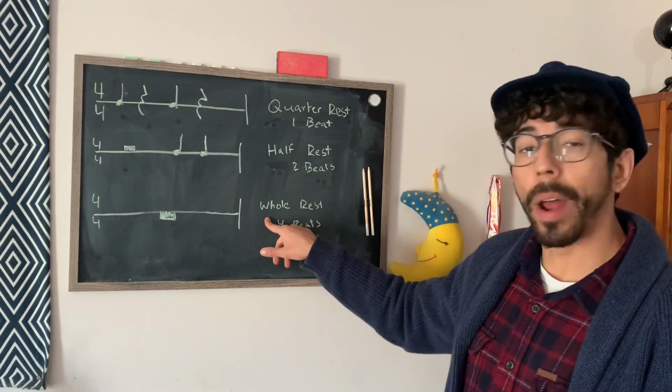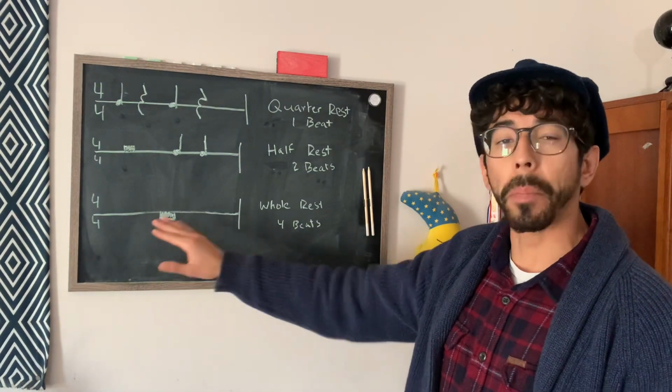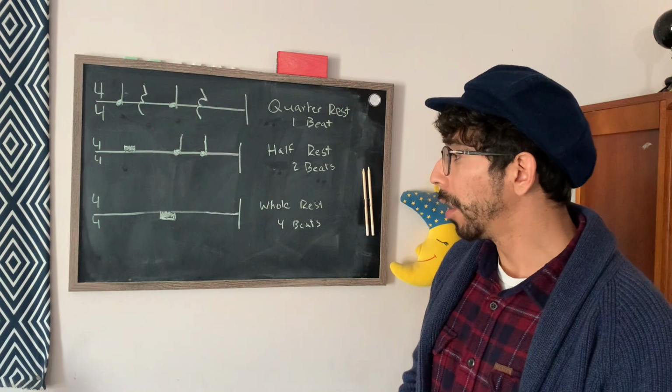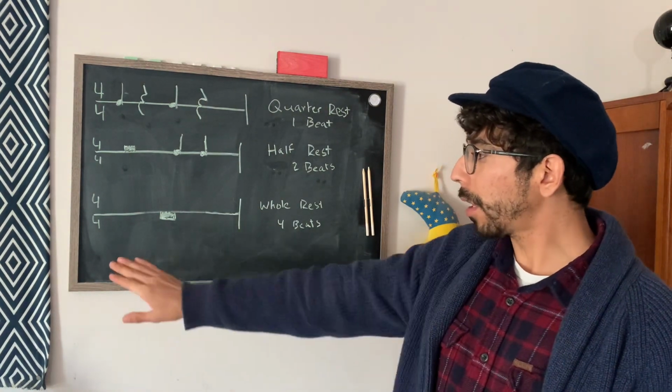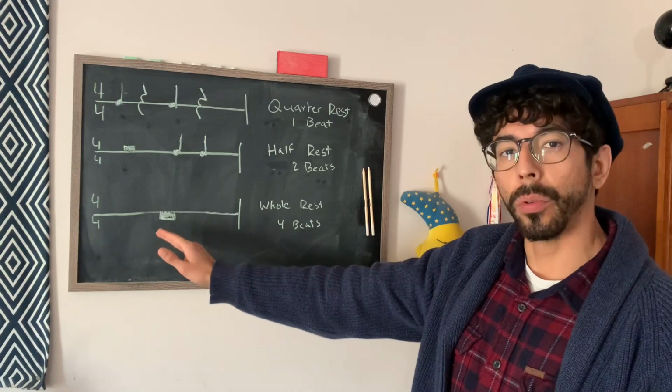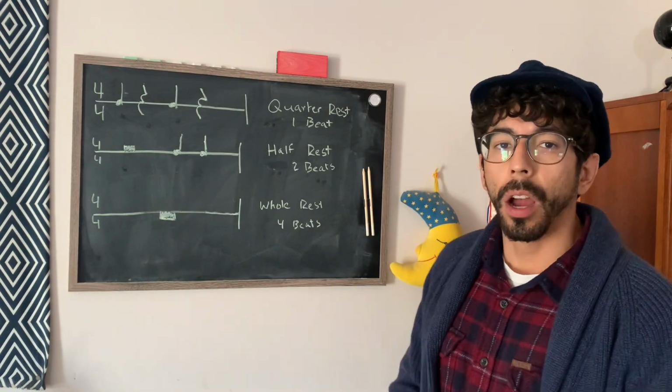And then a whole rest, which is a rest for 4 beats. So you wouldn't play anything for the full measure if it's in 4/4 in this case. So we would just count 1, 2, 3, 4, and then move on to the next measure.